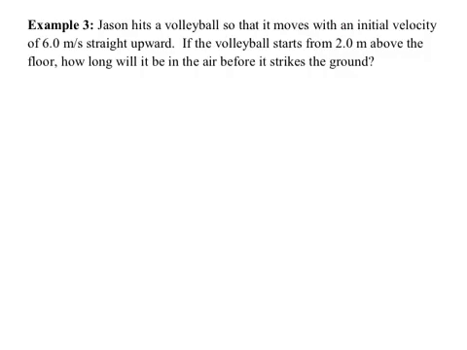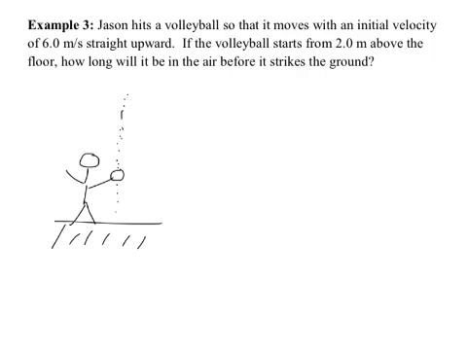The last example says Jason serves a volleyball so that it moves with an initial velocity of 6 meters per second straight upward. If the volleyball starts from 2 meters above the ground, how long will it be in the air before it strikes the ground? So here's your ground level. Here's Jason. Let's say the volleyball is there and he's going to serve it. So the volleyball goes up, and then it returns back down, but it goes back down to the ground level. So it ends up down here. And we know that the height he's serving it from is about 2 meters above the ground.